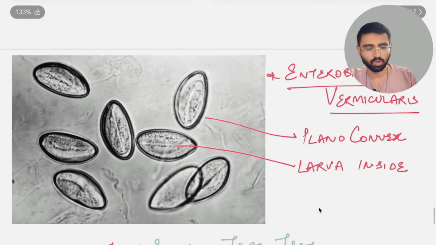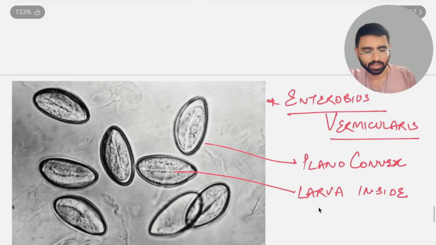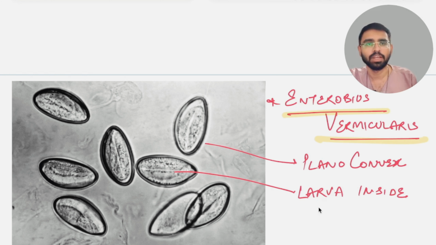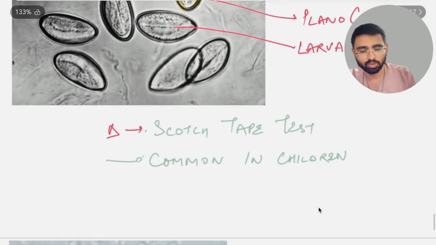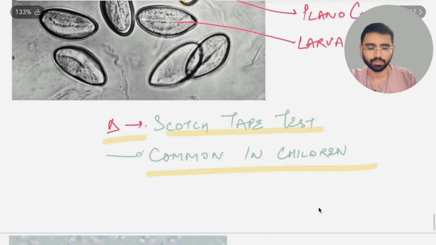Okay, so I think it is the second last parasite, Enterobius vermicularis. Enterobius vermicularis has a plano-convex egg, and there is a larva inside the egg. The larva is sitting inside the egg, and the shape is plano-convex. It is plane on one side and convex on the other side. The diagnosis of Enterobius vermicularis is done by the Scotch tape test, and it is common in children.